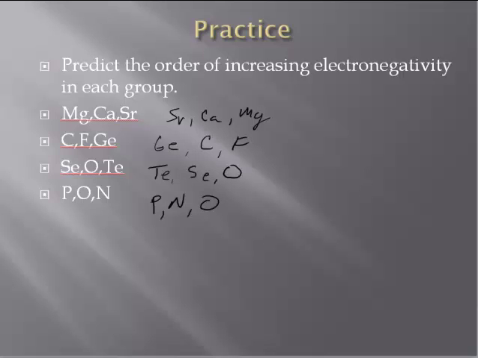Just as a quick review, we're going from smallest to greatest, and if you think about the periodic table, strontium's below calcium, and that's below magnesium. So again, the trends are it increases as you go up, and it increases as you go that way. For Ge, C, and F, Ge's below C, and then F is, of course, the king. For Te, Se, and O, well, Te is at the very bottom, followed by selenium and then oxygen. And for P, N, and O, P is below N, and then oxygen's to the right of those. So there you go. Hopefully that's what you got.